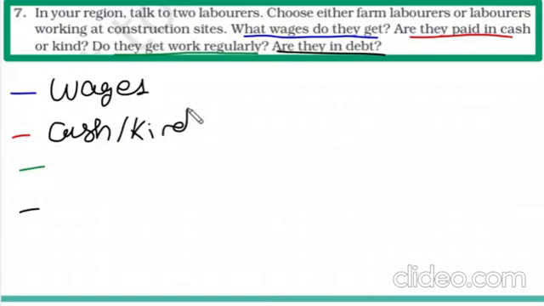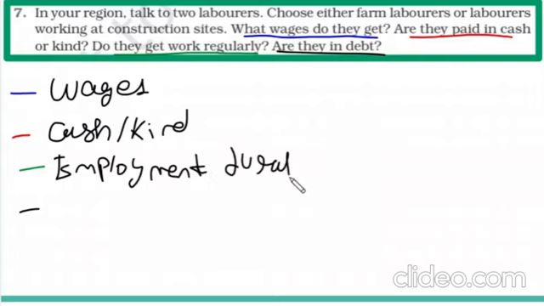Ask them, do they get work regularly, like the employment duration. Ask that as well. Does it change, or is it properly periodic, how is it? And are they in debt, meaning do they take any loans for their survival? So this you can make and show it. It's a kind of activity you can consider.